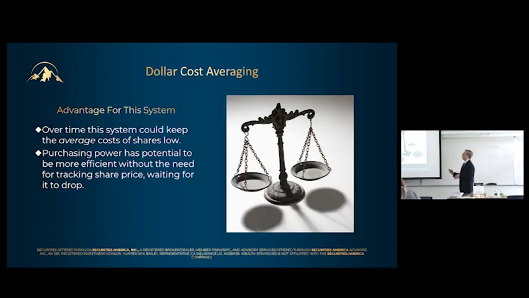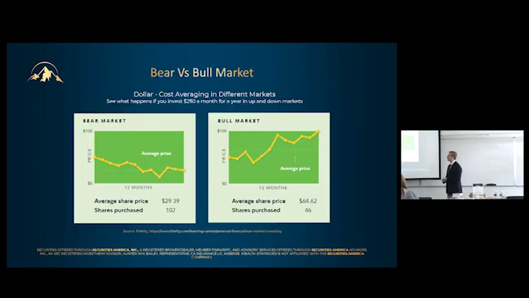So looking at dollar cost averaging, the advantage is over time, this system could keep the average cost of shares low because, like I mentioned, when prices are lower, you end up buying more. Purchasing power has potential to be more efficient without the need for tracking share price or waiting for it to drop. This doesn't require a lot of activity from you. It's a very easy thing to implement, and you don't really have the stress of knowing whether you made the right decision or not, because you know over the long term it will end up panning out.